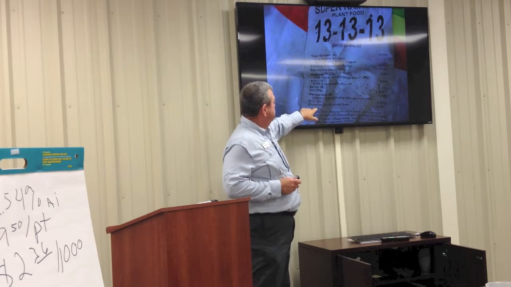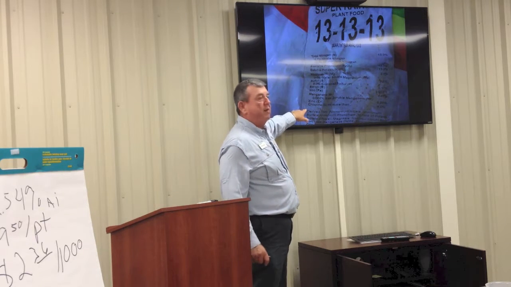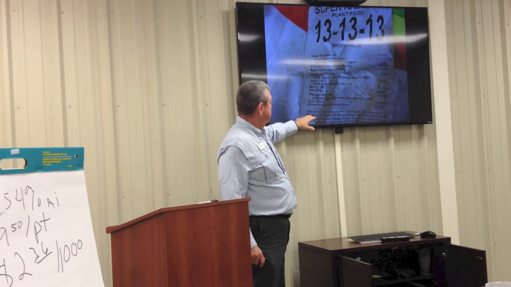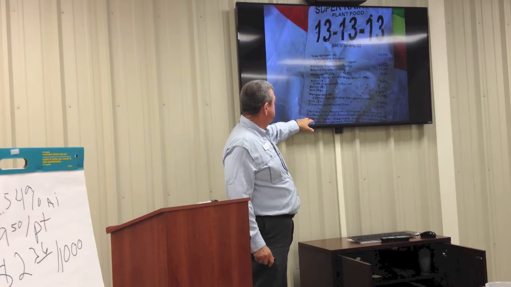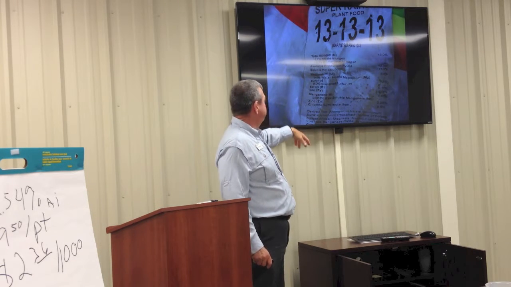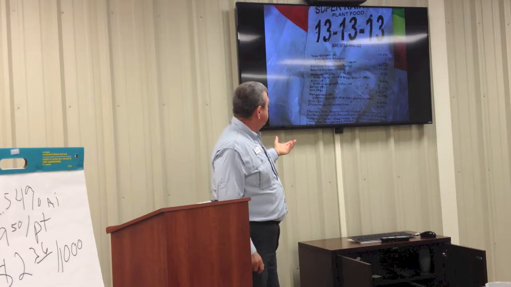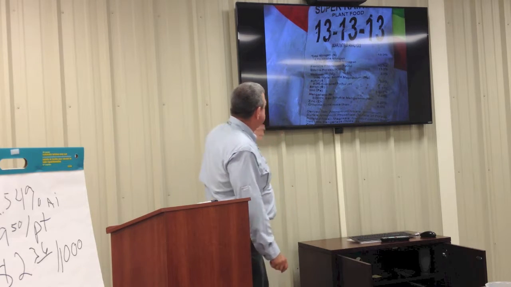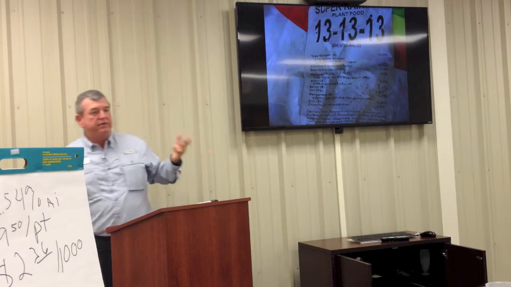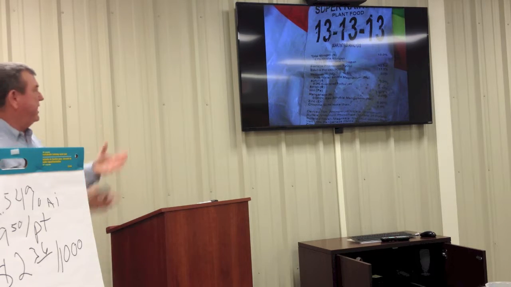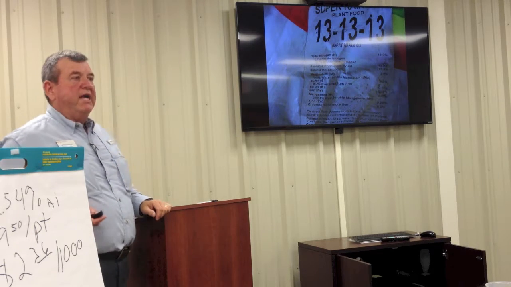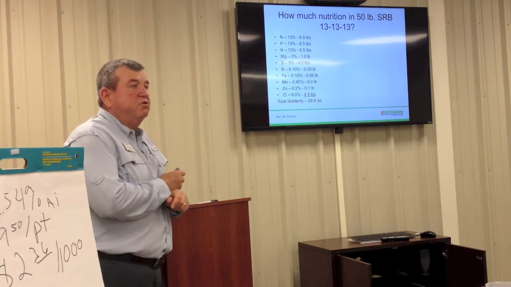And then, it's not all in there, but what materials were these derived from? Ammonium nitrate, ammonium sulfate, ammonium phosphate, muriate of potash, sulfate of potash, magnesium, sodium, calcium, boron, etc. Those are the things that went together to make that fertilizer blend. So, in that 50-pound bag, how much nutrition do you have?